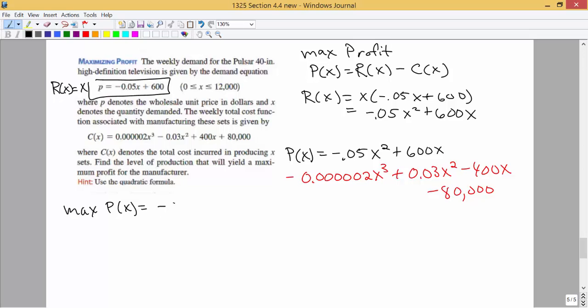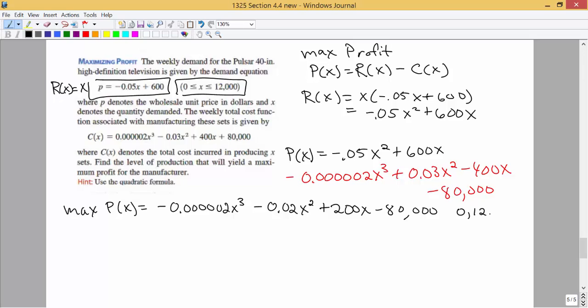Okay, so we're going to combine like terms. Cube function first, and then the square terms. That will give us negative 0.02x squared plus 200x minus 80,000. This is the profit function that we want to maximize, and we have a given interval. We're bounded between an x value of 0 and an x value of 12,000.